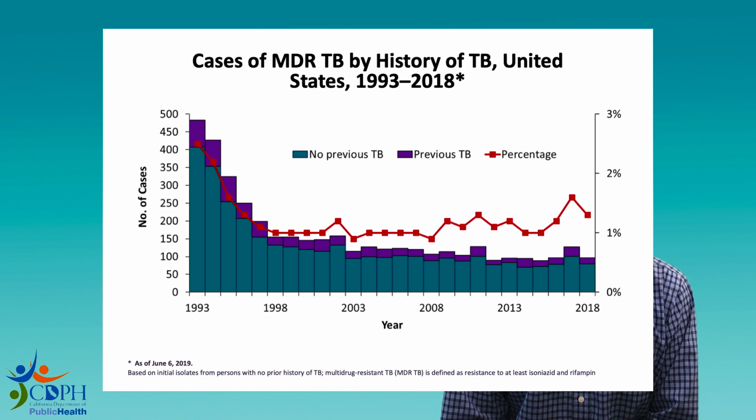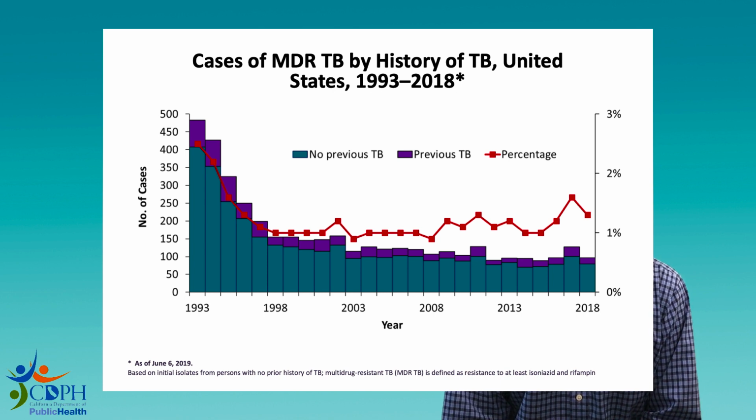This graph shows MDR TB broken down by no prior treatment for TB in the green bars and previous treatment for TB in the purple bars, with the percentage, again, of all cases that are MDR TB in the red. So you can see that the vast majority of MDR TB cases are in people who have no previous history of TB treatment. And again, just 1 to 2% of cases in the United States are MDR TB.